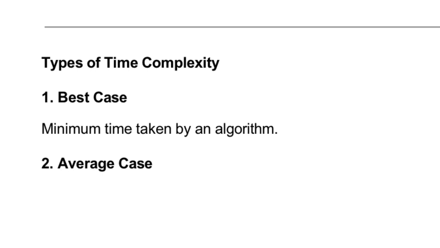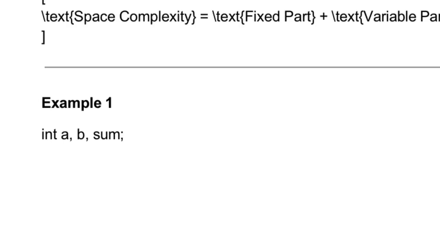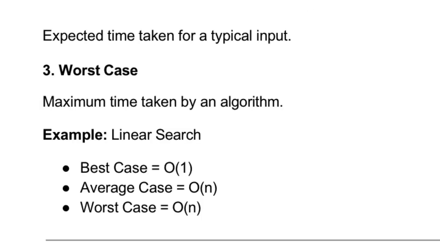Example, linear search: because the first element is the answer, only one comparison is needed. So the complexity is order of 1. Then average case means the accepted time for a typical or normal input. For example, the complexity is order of n. Then the next one is worst case.